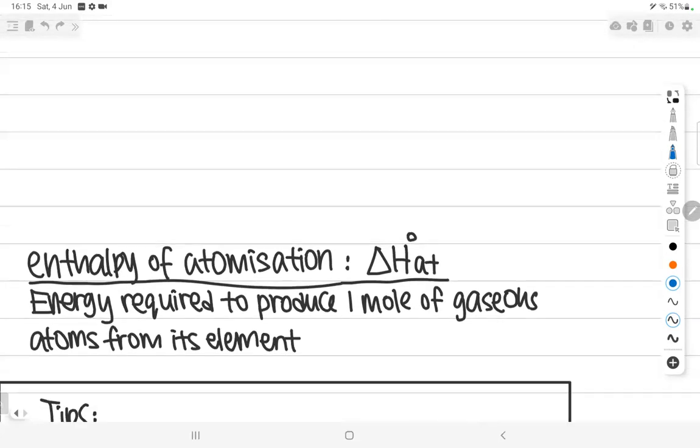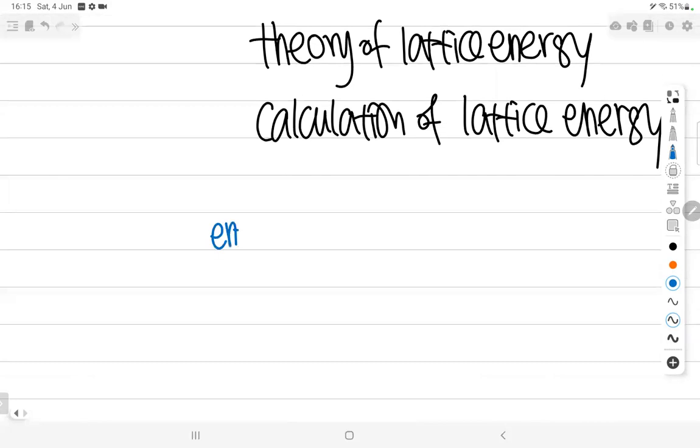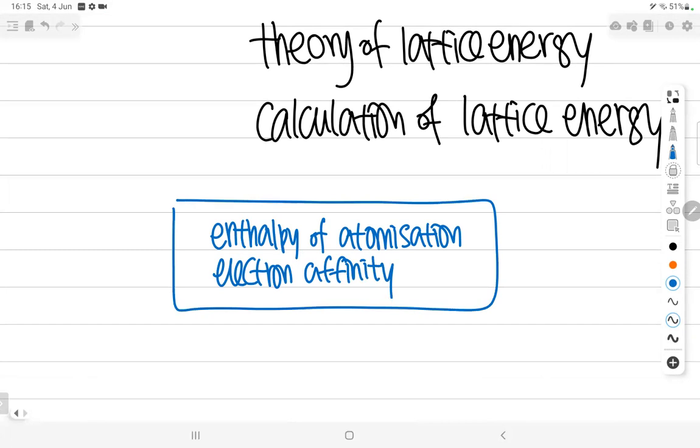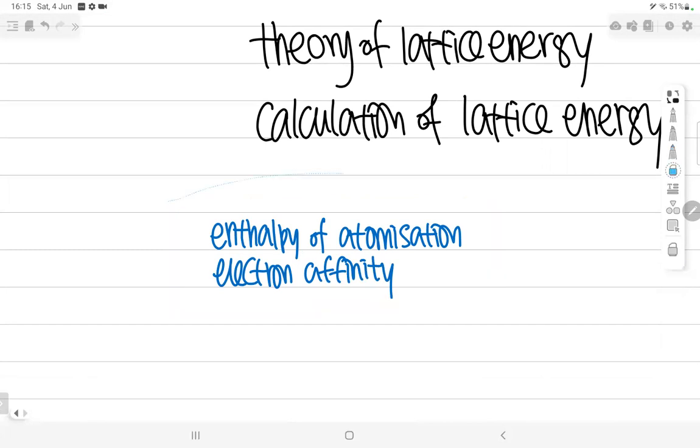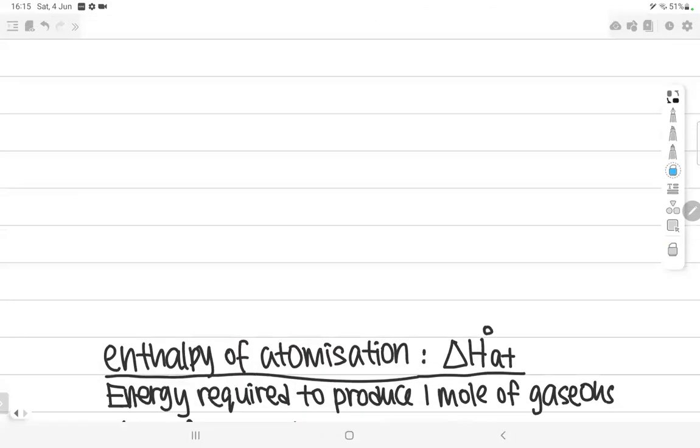The first concept that we will learn today is called enthalpy of atomization. We need to spend some time to learn enthalpy of atomization first. Then we will learn about electron affinity. Only after we cover these two concepts can we work on the lattice energy. So we're going to go step by step. Let's start with the first one.